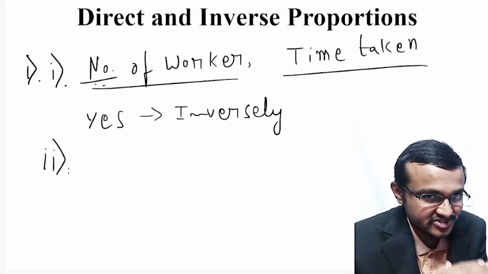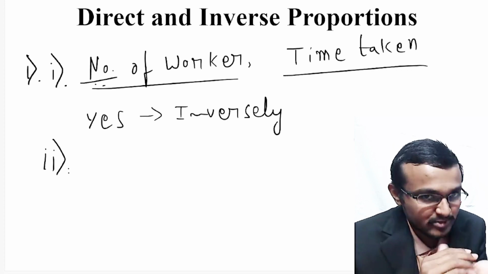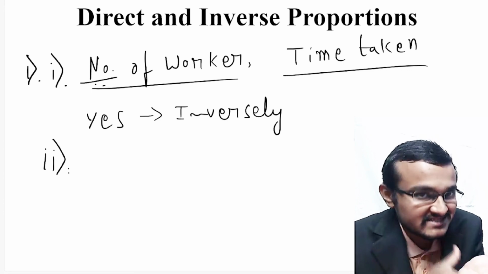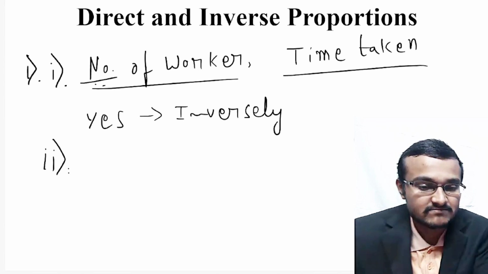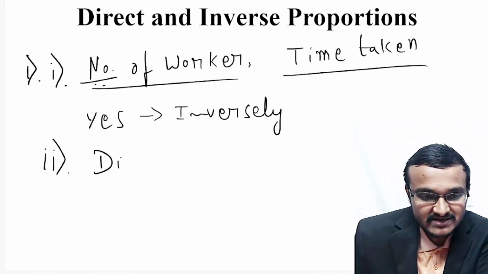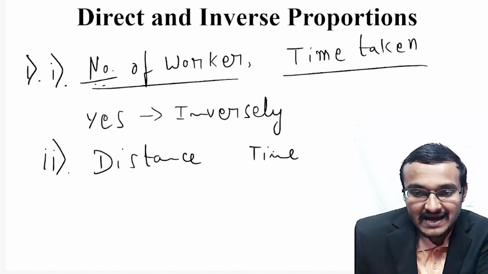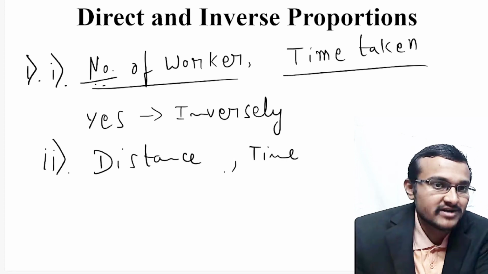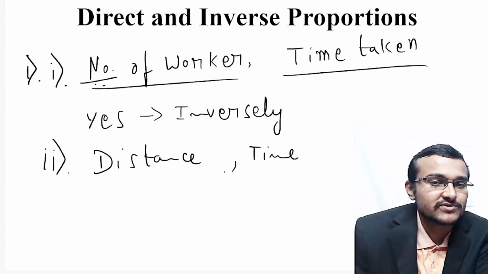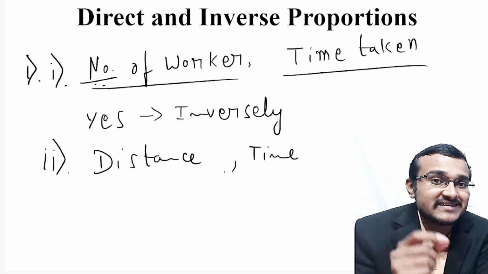It remains constant, and in that particular case, the distance covered and the time taken. So here the two physical quantities being compared are distance and time. As distance goes on increasing, time will also go on increasing, because speed is constant.